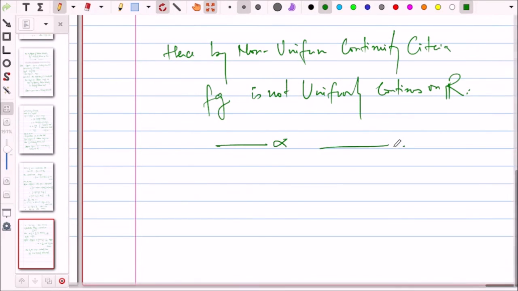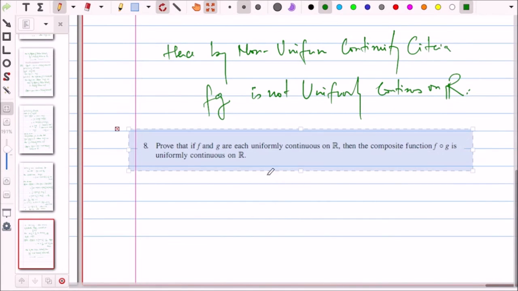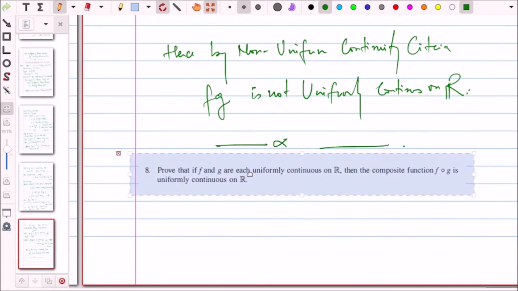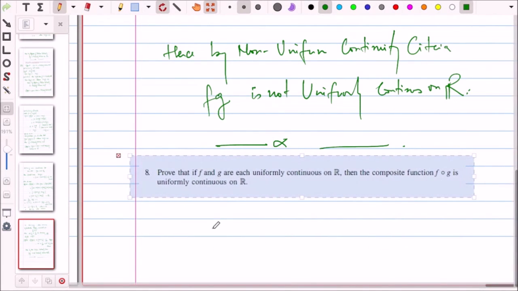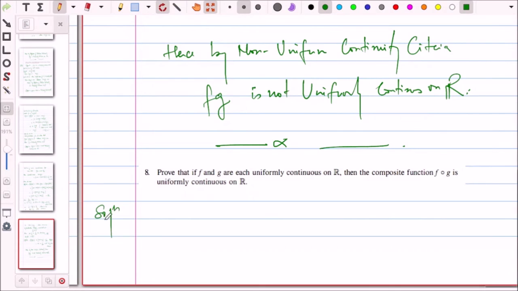Okay, now let us move to the next question, which is question number 8 and the last question of this part. Here we are given two uniformly continuous functions, and we have to show that their composition is also uniformly continuous. Again the proof will follow the lines of continuity, where we have shown that the composition of two continuous functions is continuous. So solution, let us start.